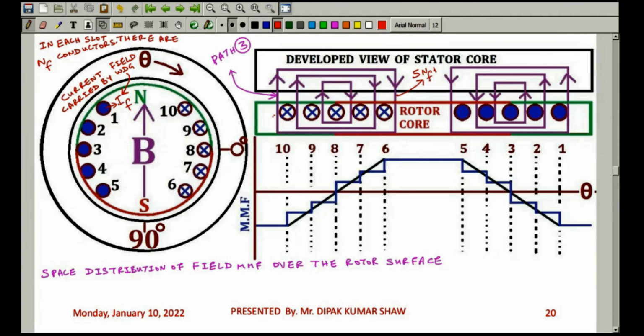NF into IF is the current enclosed. But if you are moving along this particular path, you have to keep in mind you are crossing the air gap twice. So the drop in M.M.F will also be twice. That's why this height will be 5 by 2 into NF into IF, because you are crossing the air gap twice.